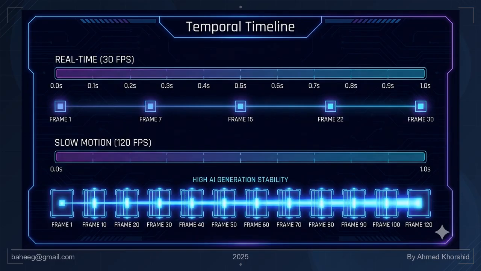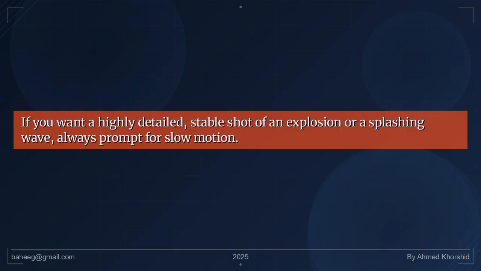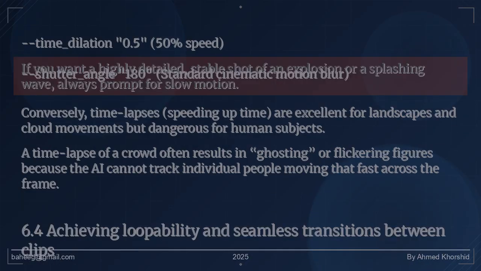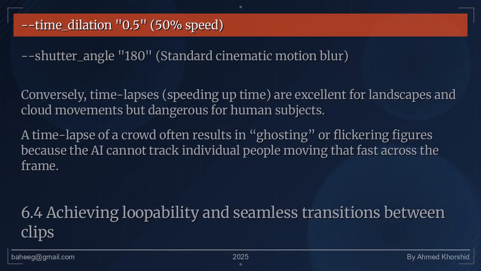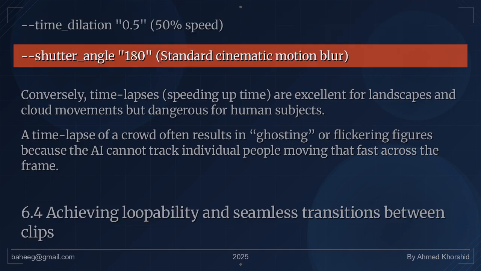The bottom half shows slow motion with densely packed interpolated frames, glowing to indicate AI generation stability. The style is futuristic UI, dark mode with neon blue accents. If you want a highly detailed, stable shot of an explosion or a splashing wave, always prompt for slow motion. Time_dilation 0.5, 50% speed. Shutter_angle 180, standard cinematic motion blur.